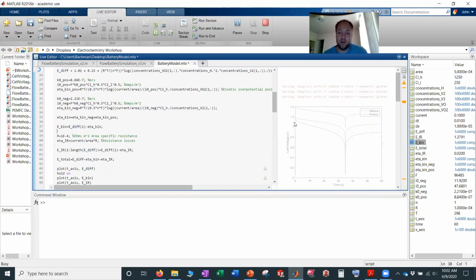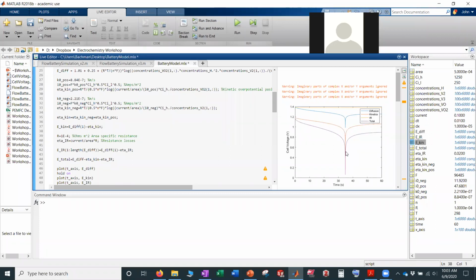The other thing we can start to do now is get the average. So here you can see what the IR does, it hardly changes the voltage. The diffusion drops it a bit, the kinetics drop it even more, and then the total really causes it to die at like 32 seconds.